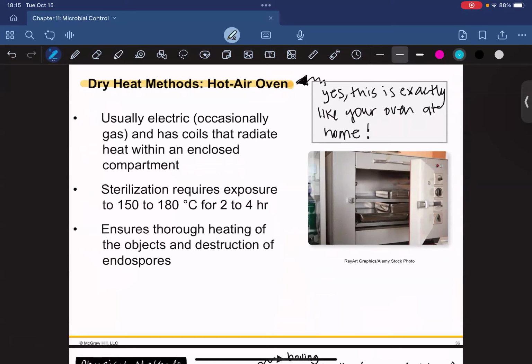And that 150 to 180, I believe it's roughly in the range of how we would normally be using our ovens anyways. So you could do it at home, but not everything can handle sitting in that dry heat for 2 to 4 hours. But yes, you can definitely sterilize with both of these methods.